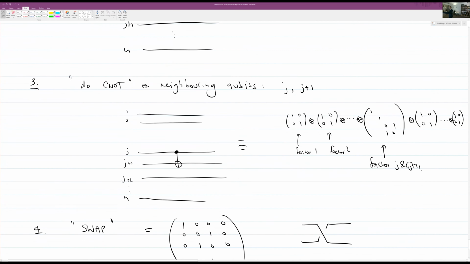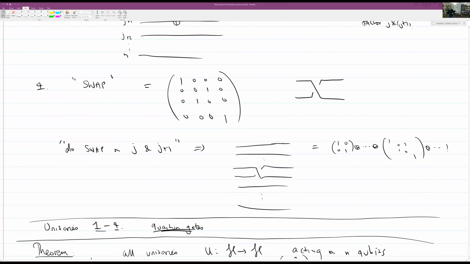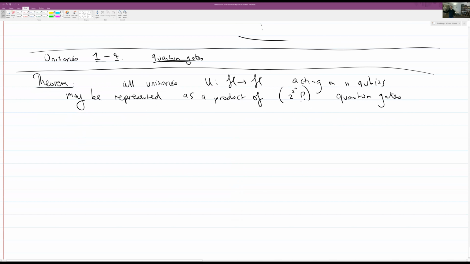They're allowed evolutions of closed quantum systems. Doing CNOT on neighboring qubits is a 2-qubit gate, right? We've got qubit J and J plus 1, something happens to them. Swap is a 2-qubit gate. Unitaries 1 to 4, they're all examples of quantum gates. So this is terminology, right? Nothing's changed, they're just unitaries, but they're special kinds of unitaries, ones that we think we can apply in experiments with less cost. And now comes this amazing theorem.